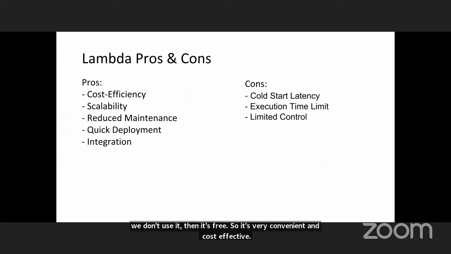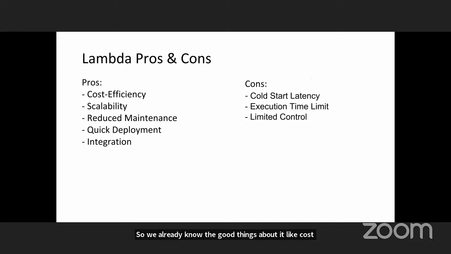So after we know the use cases of the Lambda function, let's look into the pros and cons of Lambda. We already know the good things about it: cost effective, scalability, no need to maintain the infrastructure so we can focus more on the code, and it can integrate with other AWS services. But it doesn't mean that there is no limitation for Lambda and that it's suitable for any use case, right? So it still has some limits.